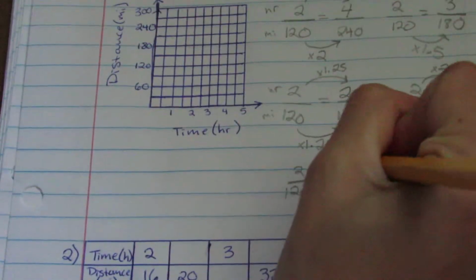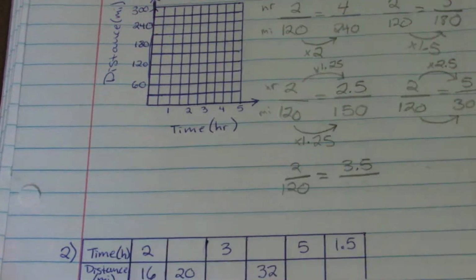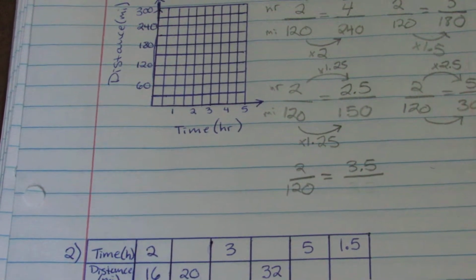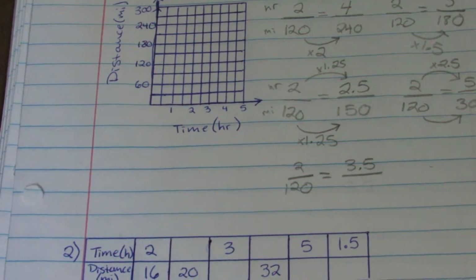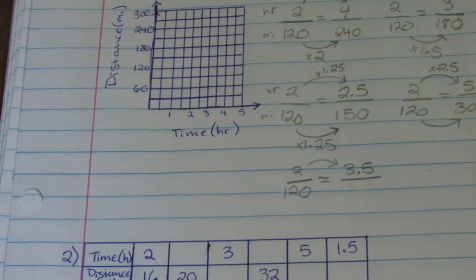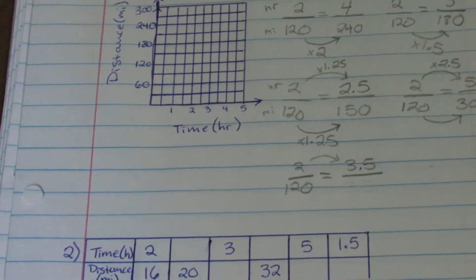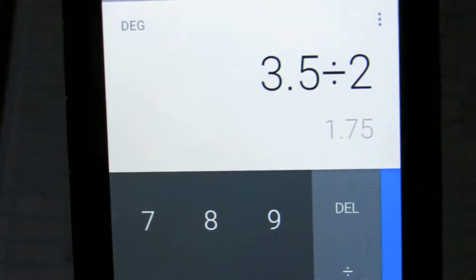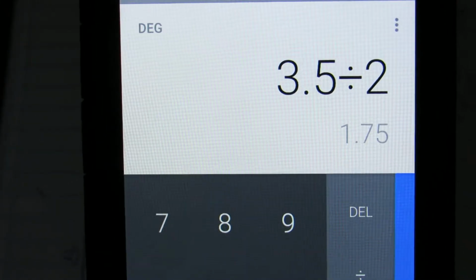So 3.5, you are correct. It is the amount of hours it takes them. It is not the amount of miles, so I cannot put that as my denominator. Remember, order matters. So I want to figure out, how did I get from 2 to 3.5? So I'm going to do 3.5 divided by 2 gives me 1.75.